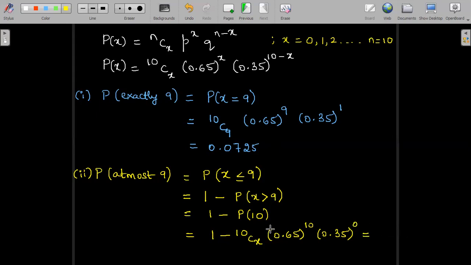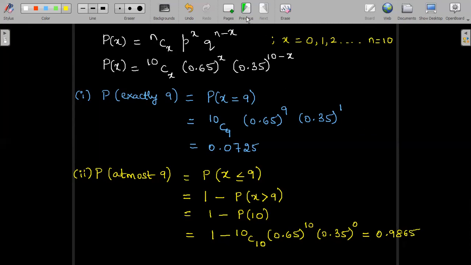Anything raised to power 0 is 1. So you can perform, of course here you can take 10c10. Wherever x is there, we are substituting x as 10. So here also we can take x is equal to 10. Right, now that gives us the answer 0.9865. So this was the second case for us.